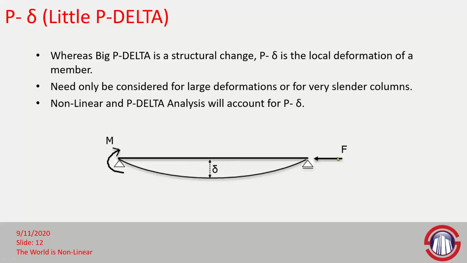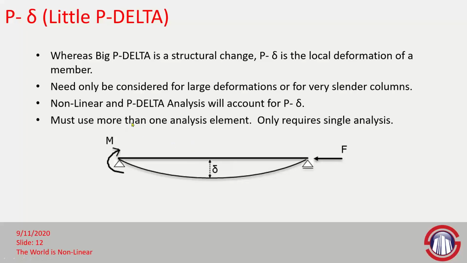So imagine again that we have some sort of axial load on this beam, and then either a moment or perhaps some sort of lateral load pushing this downwards. We induce this deflection, which is little delta, and that's going to induce some additional secondary order effects. In order for us to account for this, though, accurately, we need to be able to have more than one analysis element. And that's not hard to do. It only requires a single analysis, and we'll show you how that's done in the next few examples.